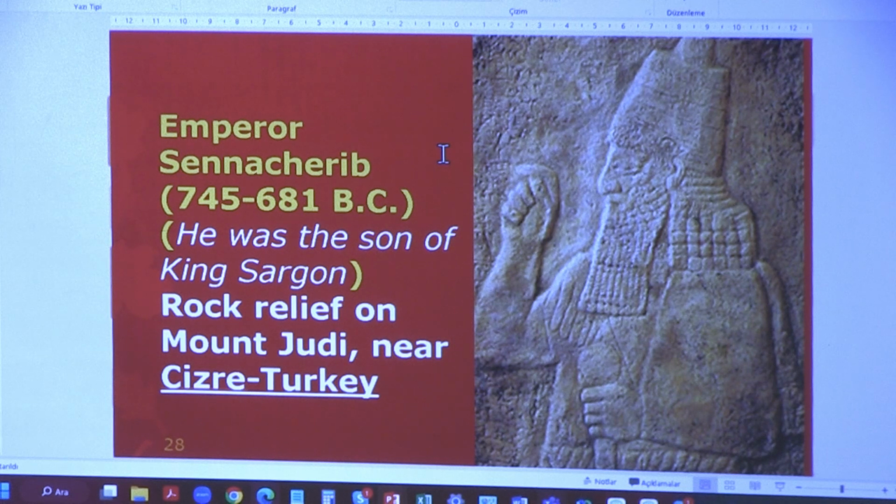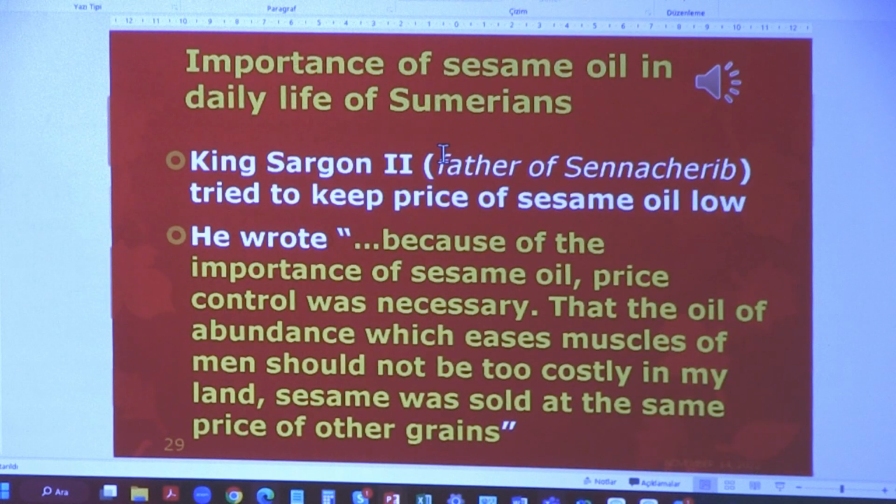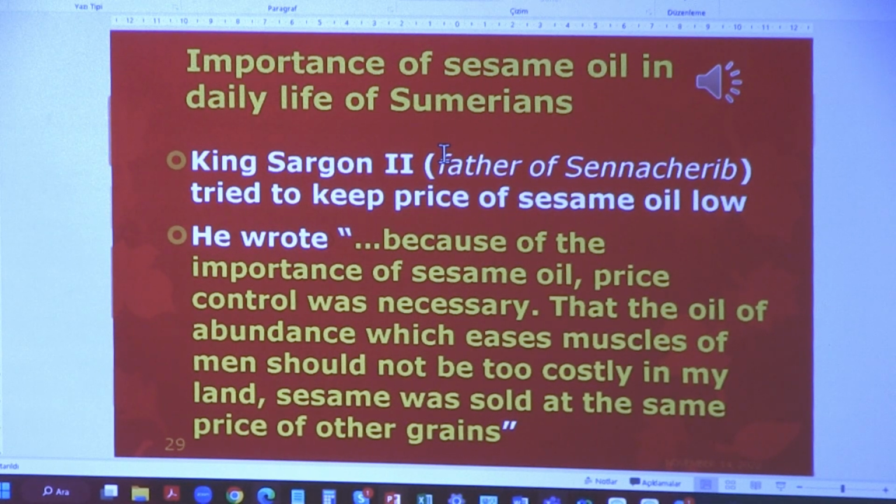This is a rock relief. Rock relief, as you know, is different than statue. A statue is three-dimensional, but relief is partly three-dimensional, partly two-dimensional. It's a very common way of depicting the kings and some of the important activities in the country in Mesopotamia and also in Egypt.